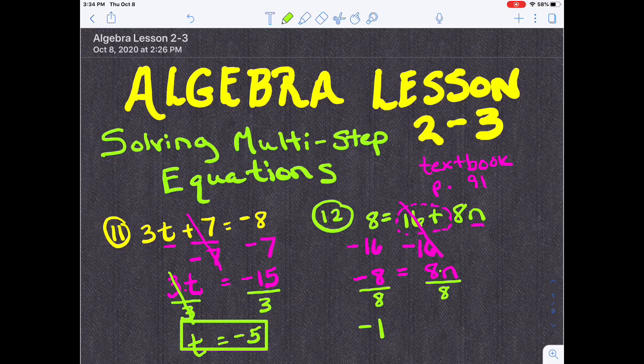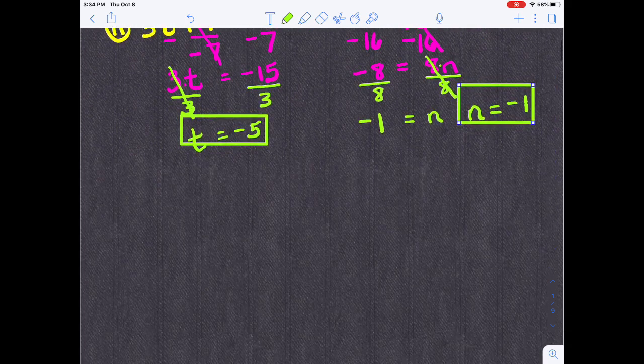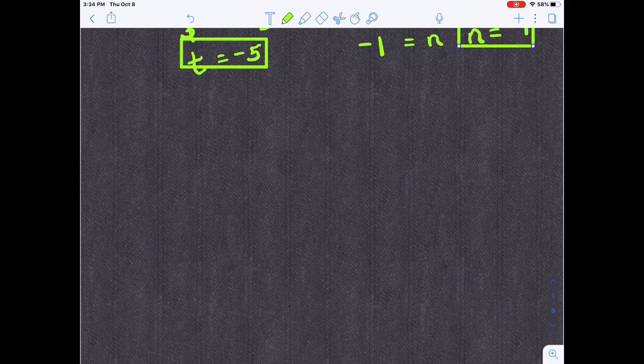-8 divided by 8 is -1 on the left, and on the right we have canceled out and made a 1, and that's just n. I like to sometimes flip these around. n equals -1. Just sounds like a good way of saying what I have discovered there. All right, let's jump down to some problems that look a little less friendly. Let's do number 15. And again, stop the video, work it for yourself.